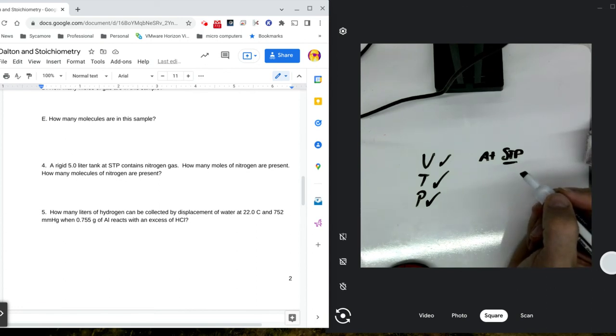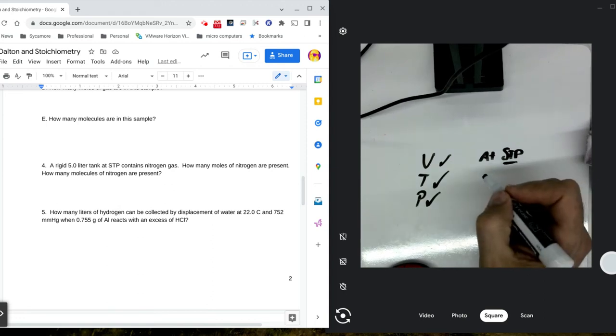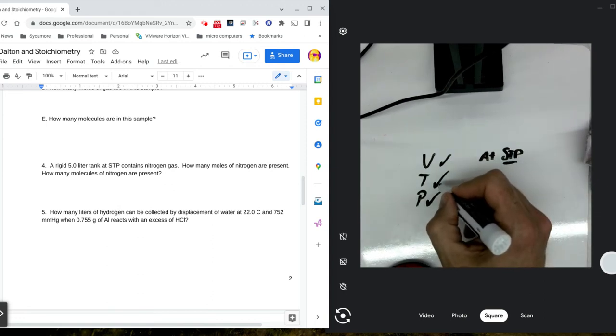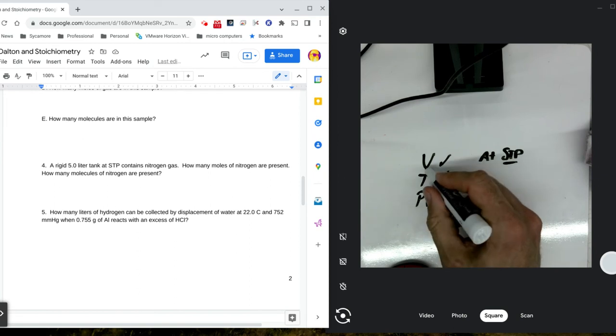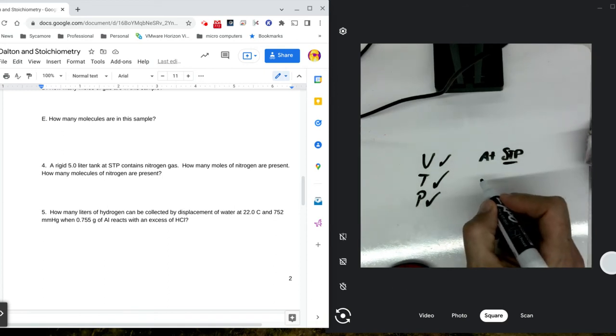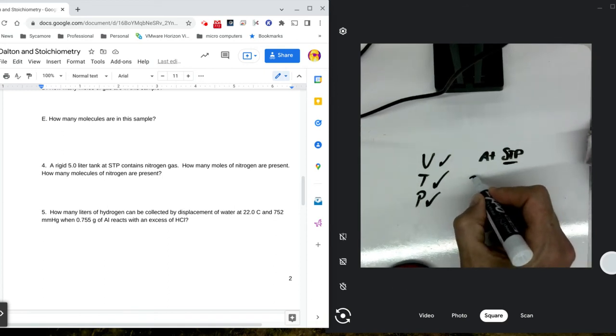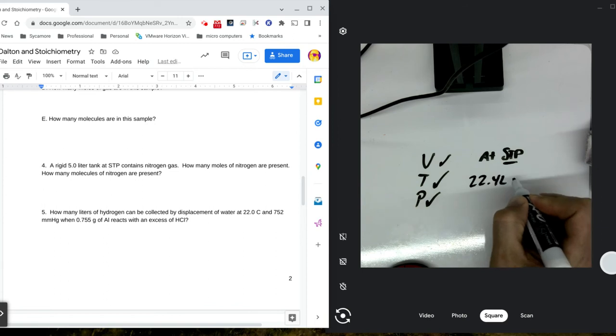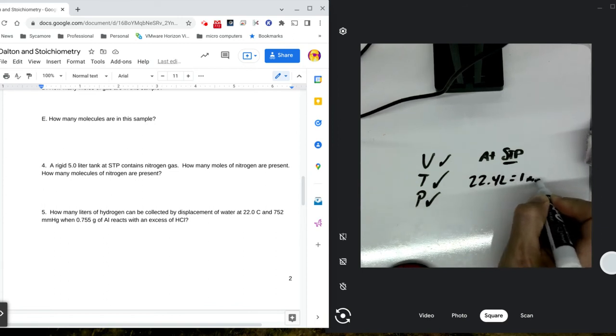Okay, so here's the plan. I have standard temperature, standard pressure, and I know the volume is a 5 liter tank. One of the things I can do is set this up and remember that 22.4 liters at STP is 1 mole.